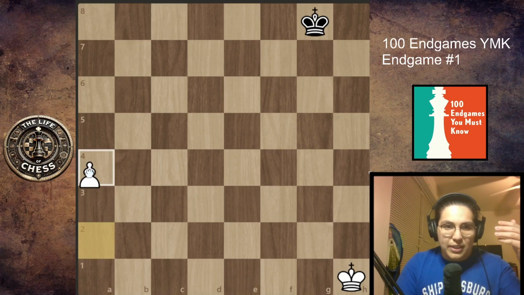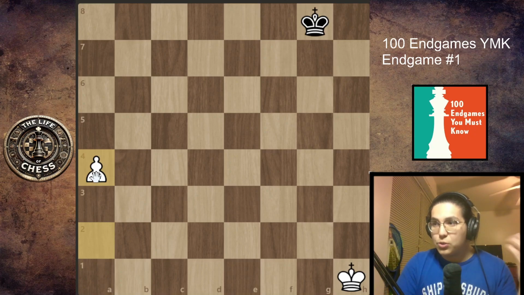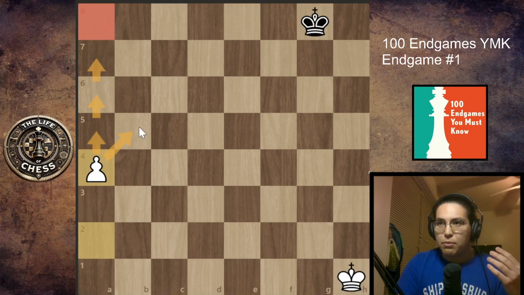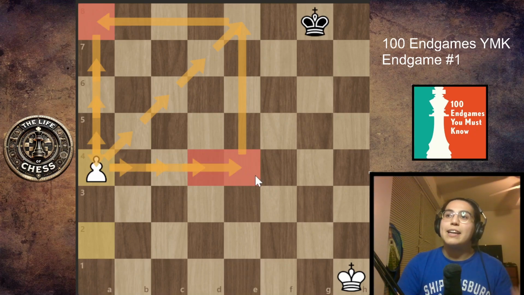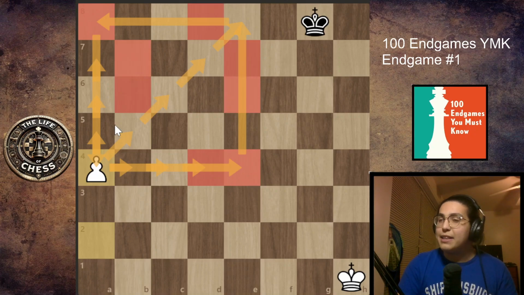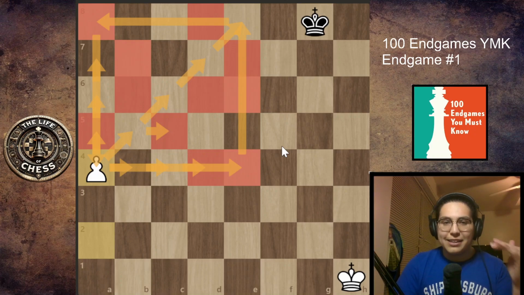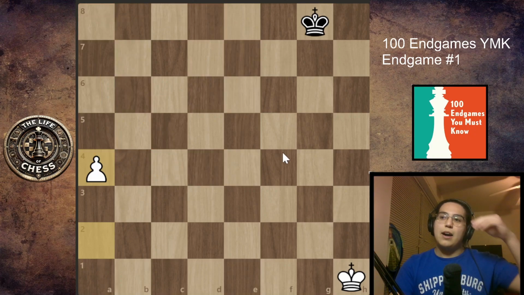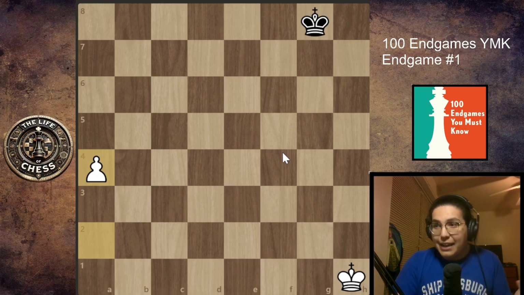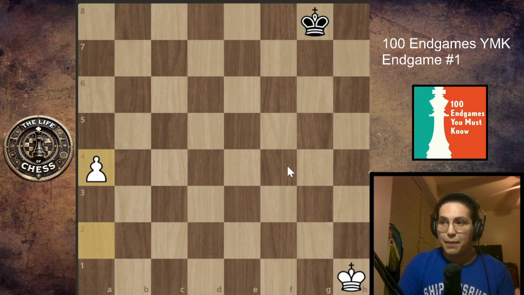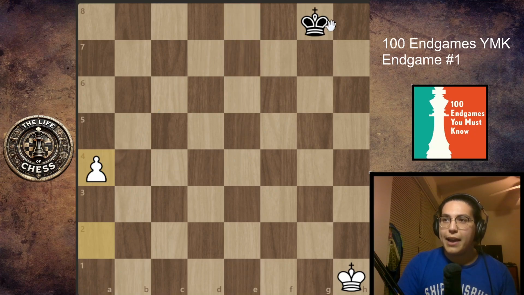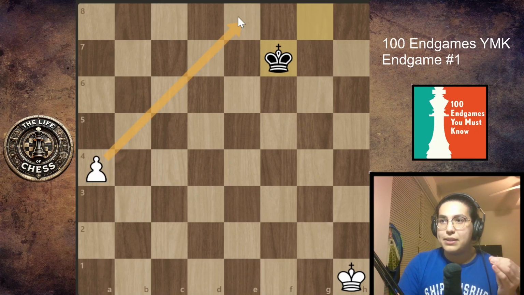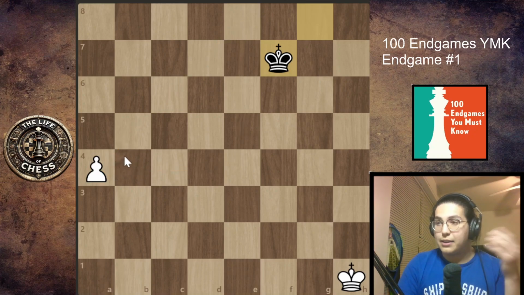So if white moves to a4, the size of the square is 1, 2, 3, 4, and we draw imaginary lines like this. And if black's king can step in anywhere within the square, that means black can stop the pawn before it promotes. And if black can't step within the square, then they cannot stop the pawn. So in this example, the square extends this far, and black can step, but it's not within the square, and therefore they cannot stop the pawn.